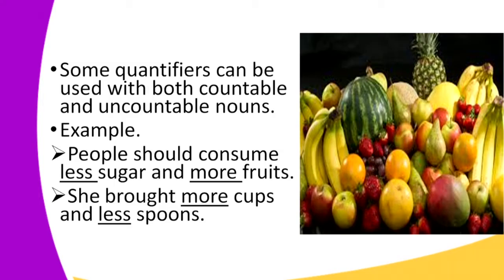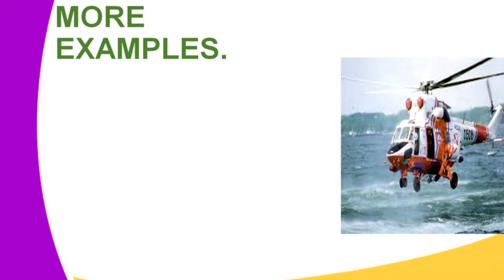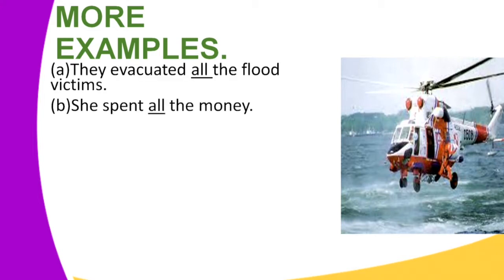Let's move on. We have more examples. A, they evacuated all the flood victims, and B, they spent all the money. Flood victims is a phrase which is countable. Basically, these are nouns because they are victims, so they are countable, the flood victims. And the quantifier all has been used with the countable, the flood victims.